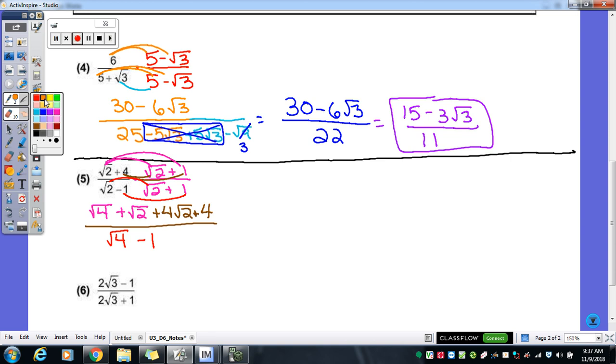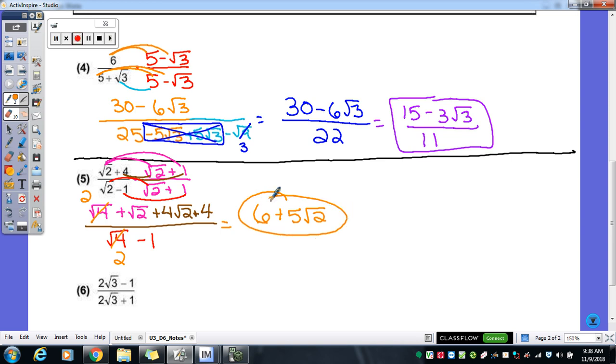So let's clean things up. Our radical 4s both are going to turn into 2s. So up top, 2 plus 4 will give us a 6. 1 radical 2 plus 4 radical 2 would give us 5 radical 2. And then in the bottom, 2 minus 1 would give us a 1. So we could leave our answer like that, but do we have to write the over 1? No. So you could also have your answer like this. You can leave it over 1 if you want to, or you can write it just like that.